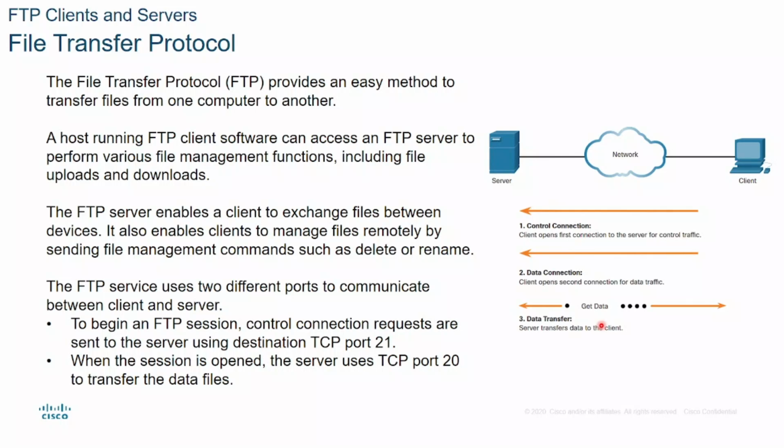The FTP service uses two different ports to communicate between client and server. To begin the FTP session, control connection requests are sent to the server using destination TCP port 21. When the session is open, the server uses TCP port 20 to transfer data files. So when data is going to be sent back to the client from the server, it goes through port 20.